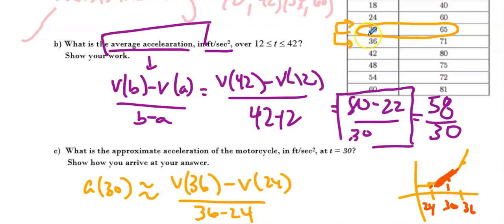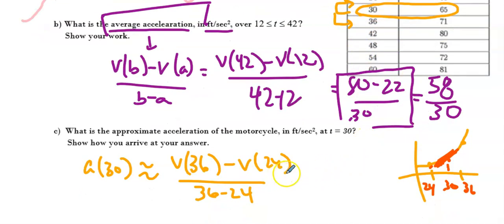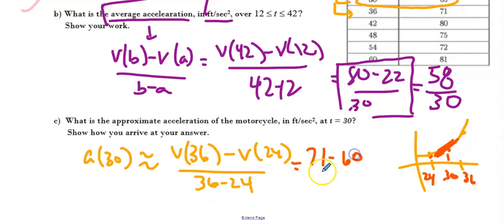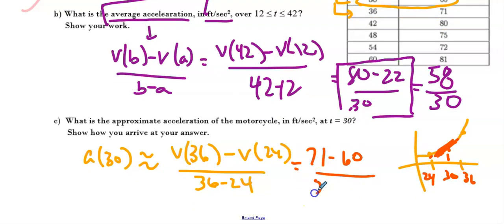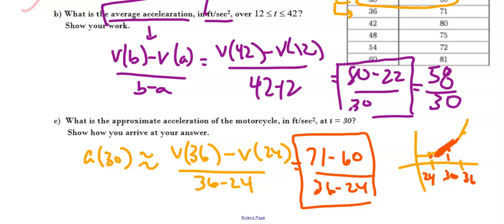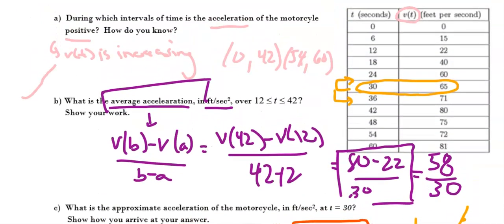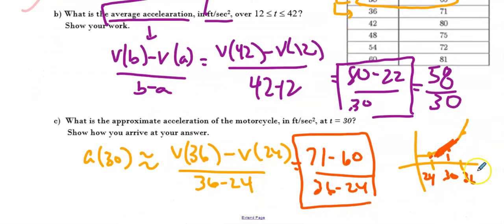So in layman's terms, if I asked you to find it at 48, you would do 54 and 42. So you would find 71 minus 60, all over 36 minus 24. And again, I would leave my answer like that. So yeah, that's how you do that problem. And again, I am so sorry that this is going by so fast, but I'm trying to hit a little summary of every question as we work these problems.